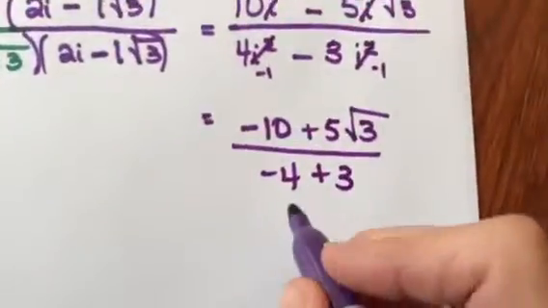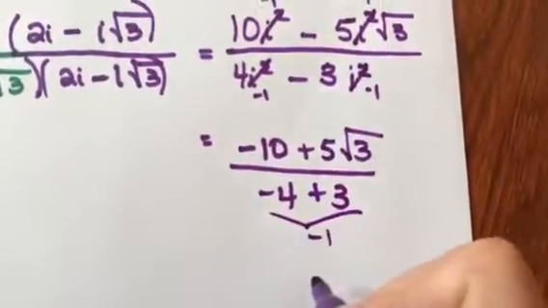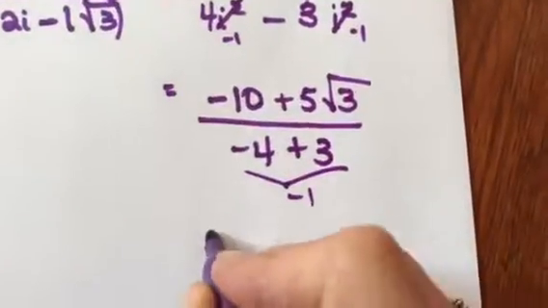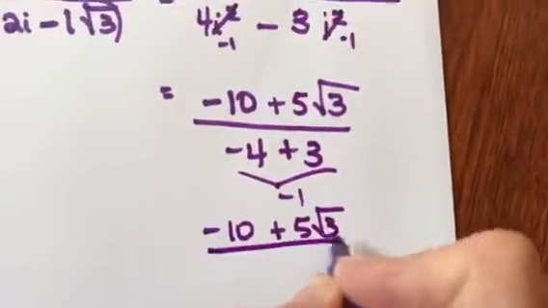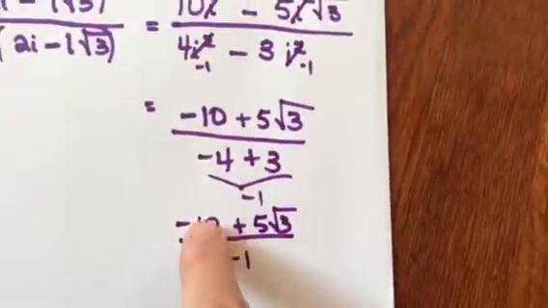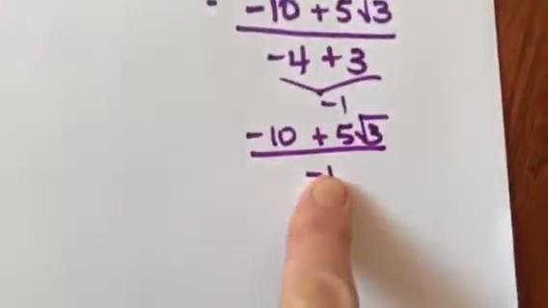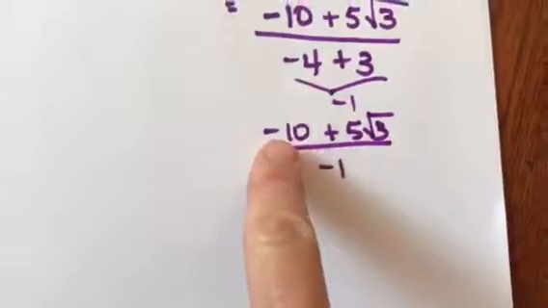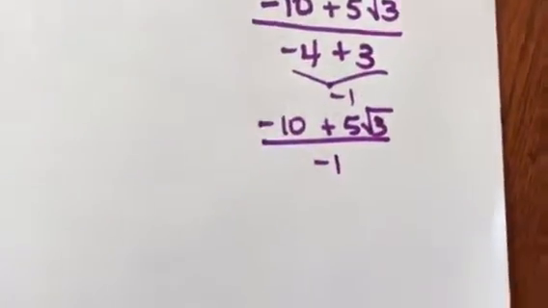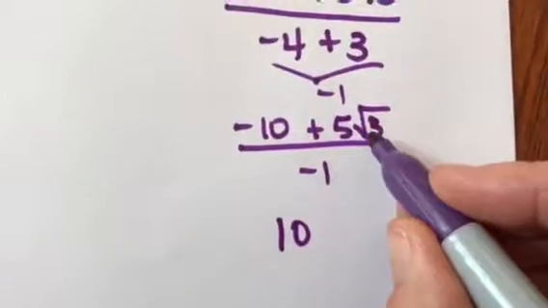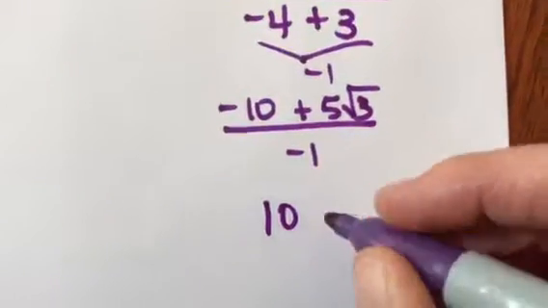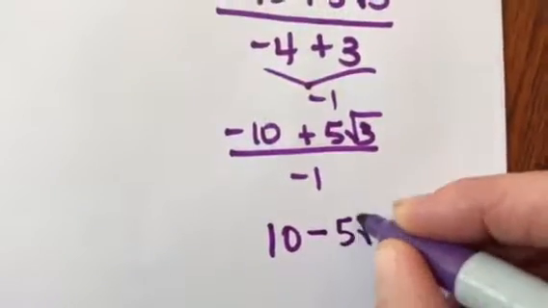Okay, so look what you've got here on the bottom. That's negative 1. So you have negative 10 plus 5 square root of 3 all over negative 1. Basically, you're dividing each of these terms by negative 1. When you divide by a negative, look at this. What's negative 10 over negative 1? A positive 10. What is a positive 5 square root of 3 divided by a negative 1? Negative 5 square root of 3.